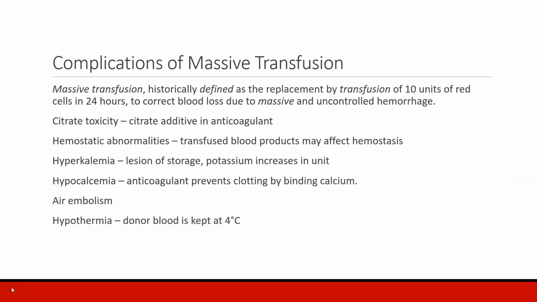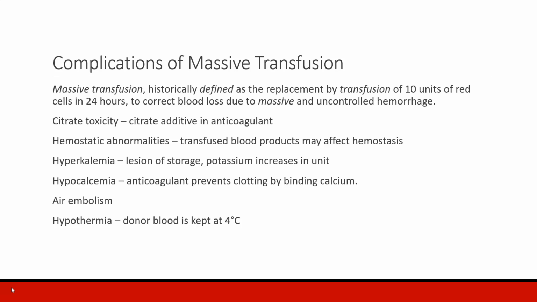So massive transfusions can cause a number of types of complications. Massive transfusion is historically defined as the replacement by transfusion of 10 units of red cells in 24 hours to correct blood loss due to massive and uncontrolled hemorrhage. So in the donor unit, there's CPD, citrate phosphate dextrose. So the citrate toxicity, which is the additive in the anticoagulant.